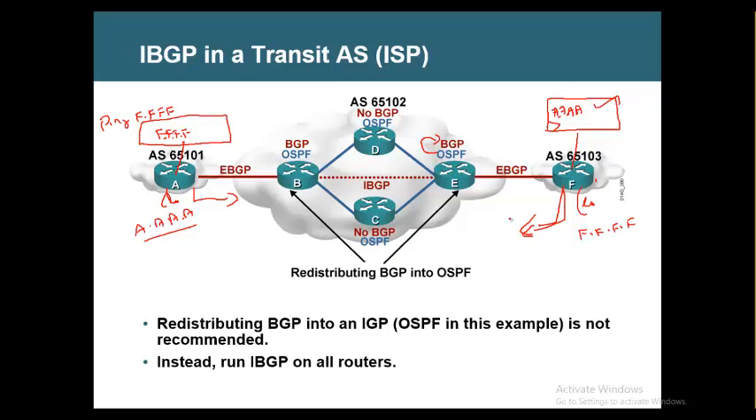Attributes get removed. Then there is no point in running BGP between A and B and E and F. That's one reason. Secondly, when we redistribute, the process utilization is going to be very huge. Translating from such a big protocol like BGP into a small protocol like OSPF and back from OSPF to BGP, this is not a simple thing. It's going to take a lot of processor.